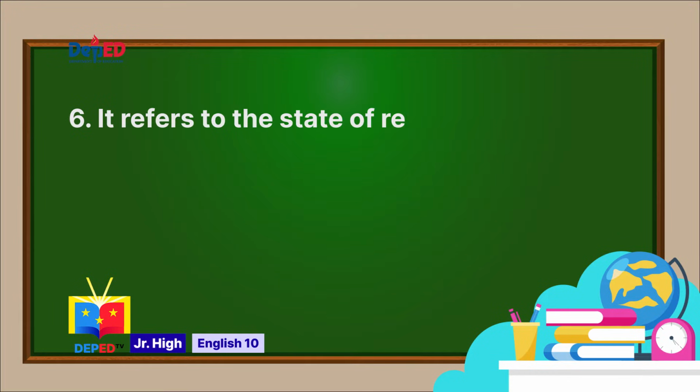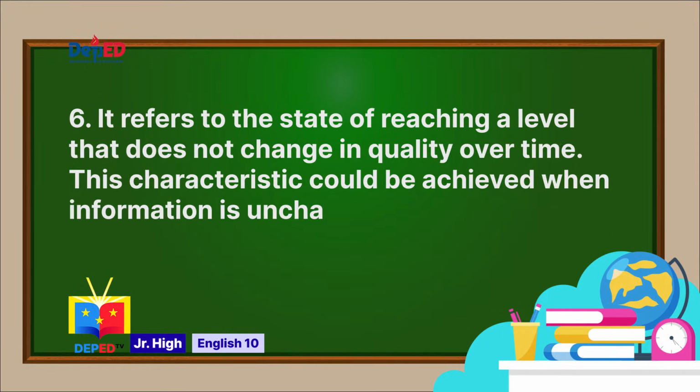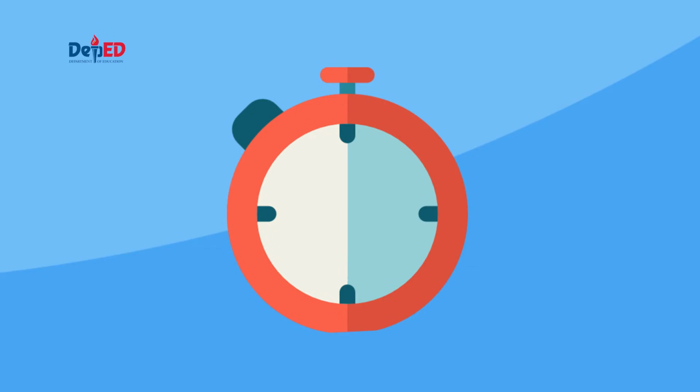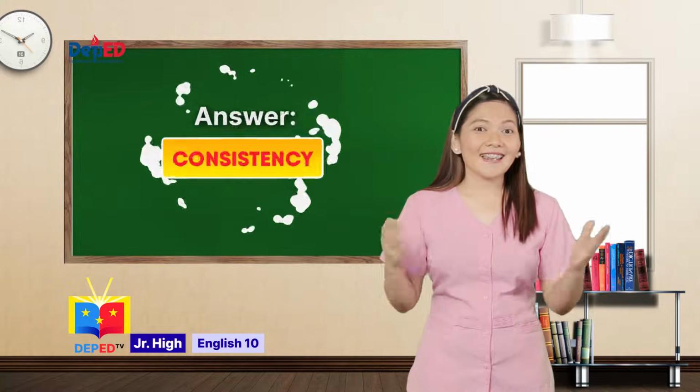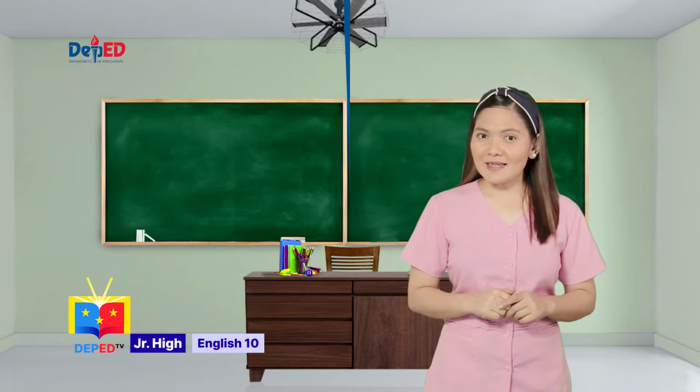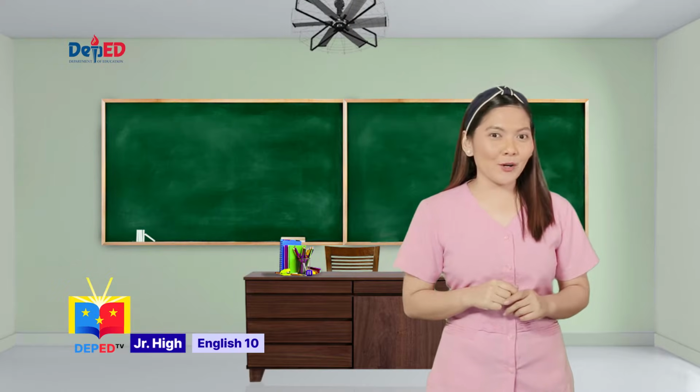Number 6, it refers to the state of reaching a level that does not change in quality over time. This characteristic could be achieved when information is unchanging and there is similarity in the format, use of terms, acronyms, and abbreviations. Nice! It is consistency. I guess you are now geared up for a new lesson.